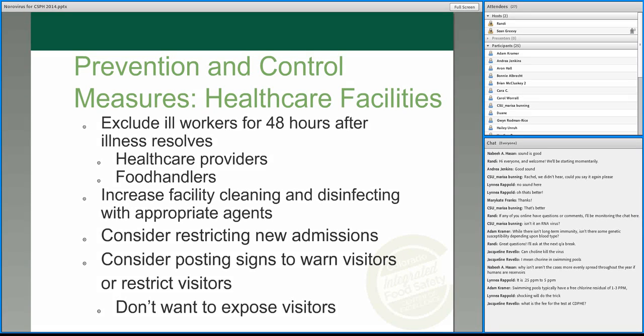This is a hard decision to make because visitors provide a lot of social interaction for the residents, and you don't want your residents feeling isolated because they can't have visitors. But we don't want to expose these visitors to norovirus and then have them bring it back to their households, the restaurant where they work, or the child care facility where they work. It's usually a decision made on a case-by-case basis, but it's often a decision that needs to be made.